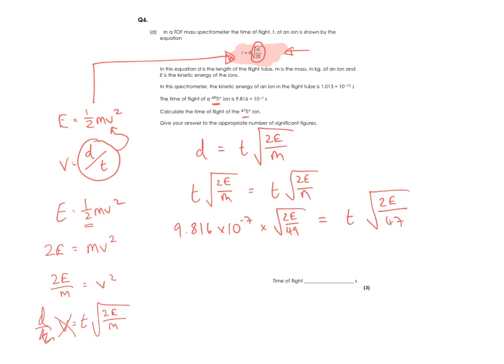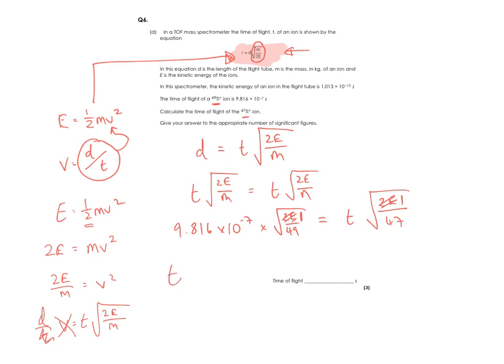Now actually the whole way this works is that all of the ions are accelerated to the same kinetic energy, so these two e's are going to be equal to each other. So we could just write in there any number, actually, and it would work as long as they're equal to each other, because we know they're equal, so we can just write 1 in there. So 1 over 49 and 1 over 47. And then we can rearrange to get t.